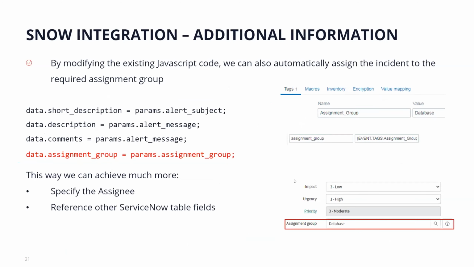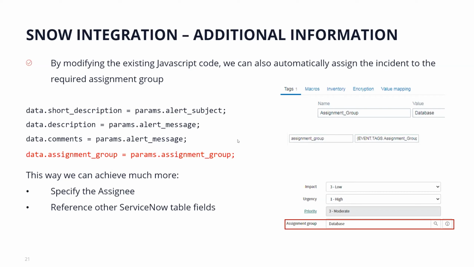To do this, I need to change the JavaScript a bit. I need to assign the value that gets returned in the JSON to this field, right? So over here, here's an extra line that we need to add. So here we are adding some assignment group, right? An assignment group field over here. Assignment group, in this case, it's database. And in this way, you can add whatever else you wish.